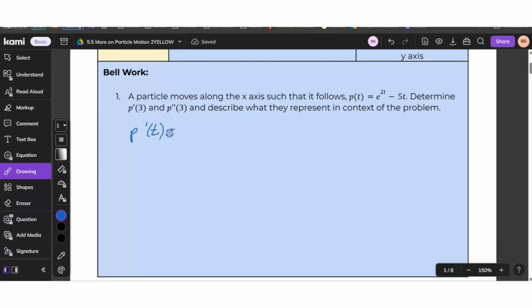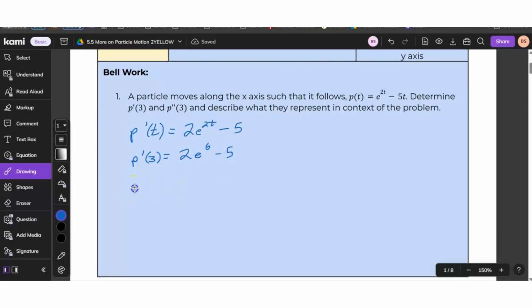So p prime of t is going to be 2e to the 2t. Why? Because we take the derivative of the exponent, we bring it down, multiply by the original, and then multiply by ln of e. There's two of them over there. All right, minus 5. Then let's find p prime of 3, because that's what we're supposed to do. So that'll be 2e to the 6 minus 5.